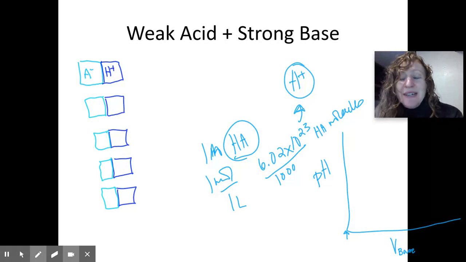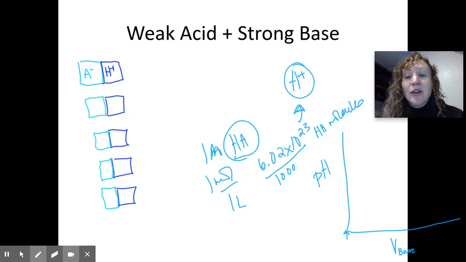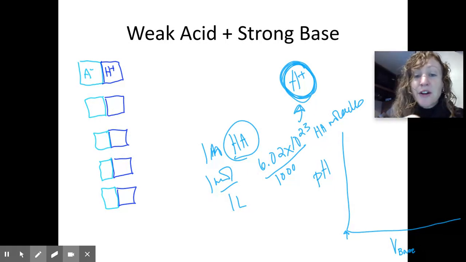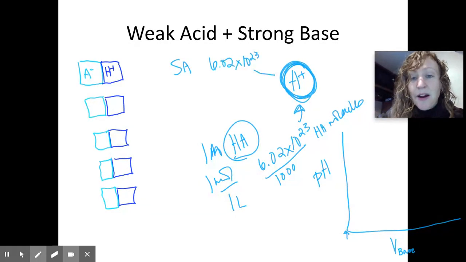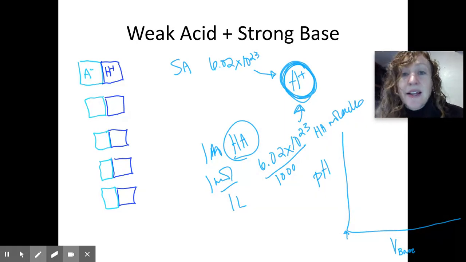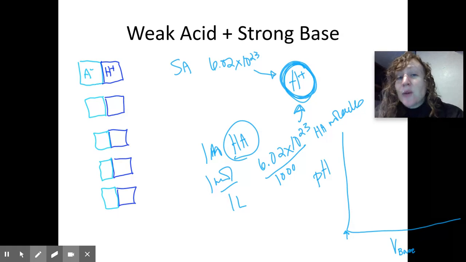We're going to have a measurable amount, but is it the same amount of hydrogen ions that's floating around in a strong acid solution? No. In a strong acid solution, you'd have all 6.02 times 10 to the 23rd molecules splitting apart and forming H plus ions. So you'd have 6.02 times 10 to the 23rd H plus ions floating around, whereas in a weak acid, you only have about 1/1000th of that.